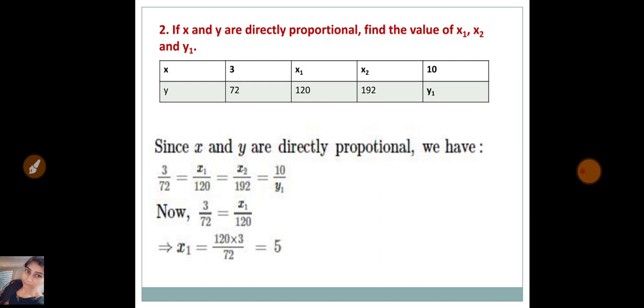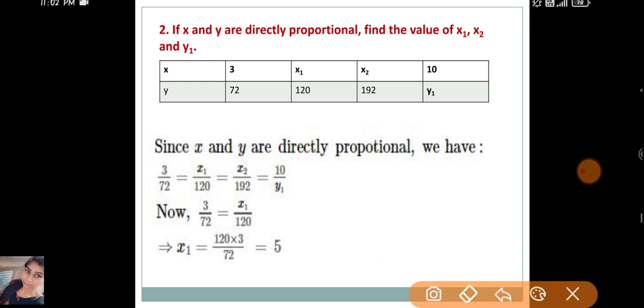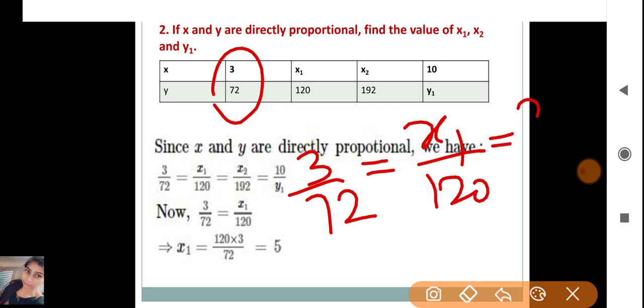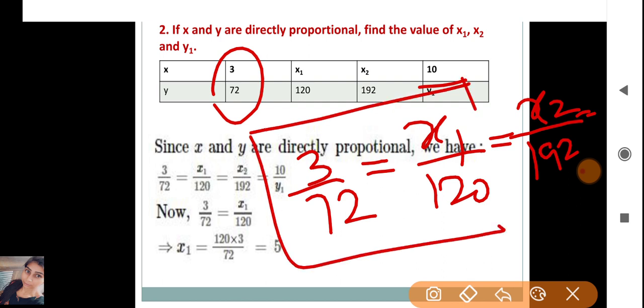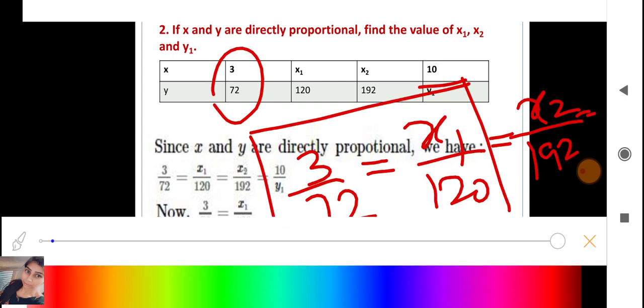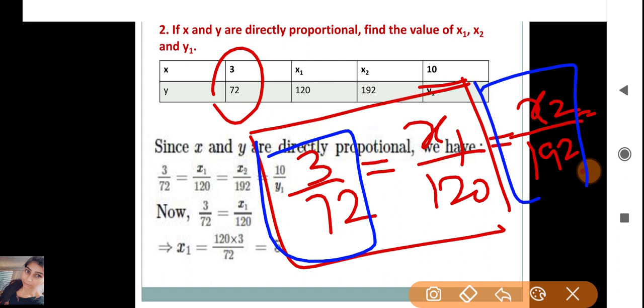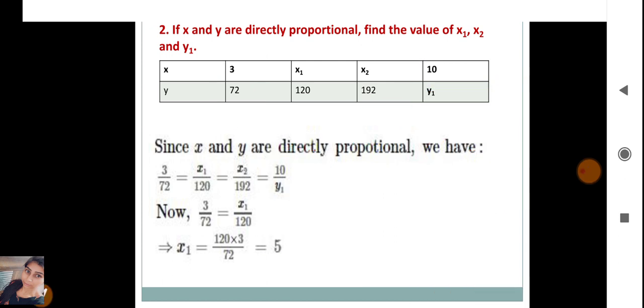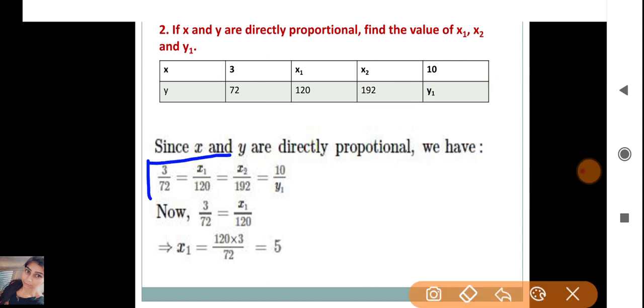So since x and y are directly proportional, we can directly write that 3 by 72 is equal to x1 by 120, which is equal to x2 by 192, which is equal to 10 by y1. Let us proceed. Let us first take these two to find out the value of x1, then take this along with this to find out the value of x2. Then again you're supposed to take this along with the third one to find out the value of y1. So now we are going to consider the first part.